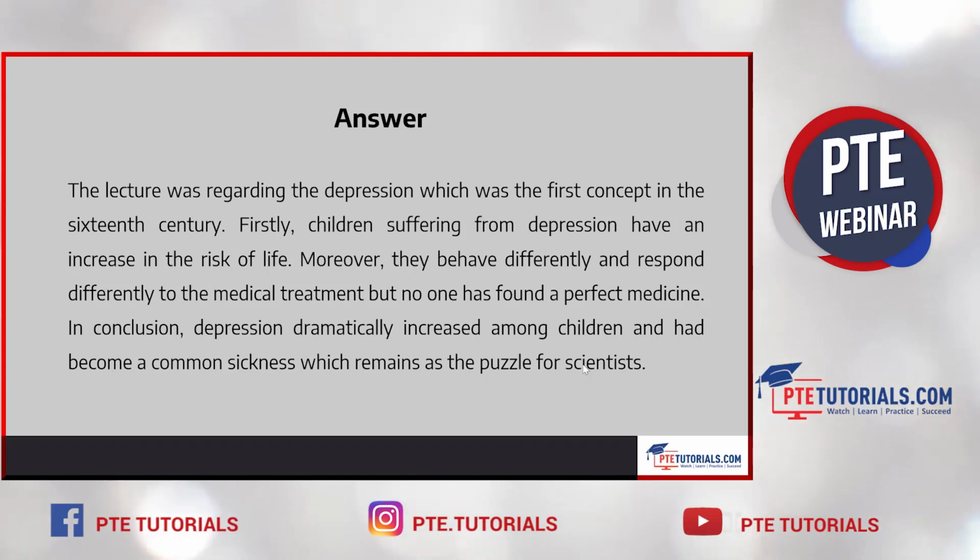These are the keywords. The lecture was regarding depression first of all, and it was the first concept in 16th century. And as the depression is increased, the risk of children also has increased, and it has become very common these days. And they behave differently and respond differently to the medical treatment, but no one has found a perfect medicine for that. Next, it has increased among children, which has become common these days, and had become a common sickness, which remains as a puzzle for the scientists. So these are the only keywords from the lecture which we have collected, and this is the answer. Okay, and check it with your keywords, what you have written.